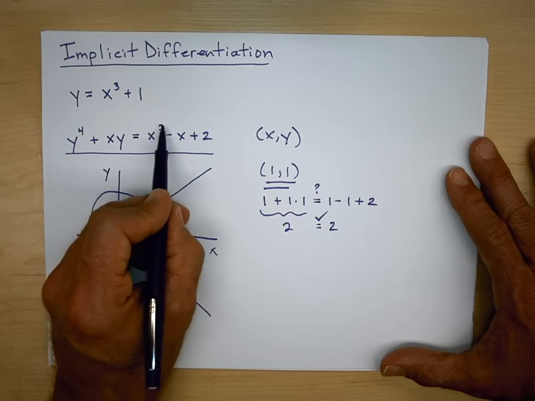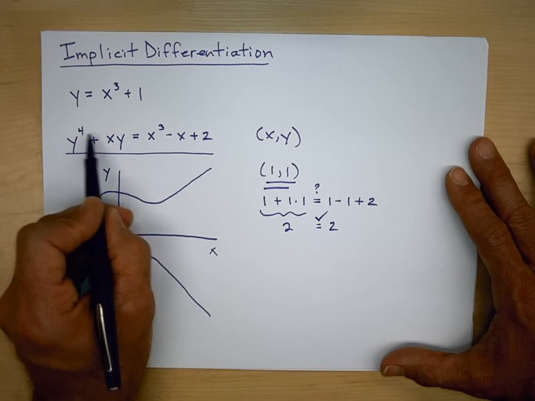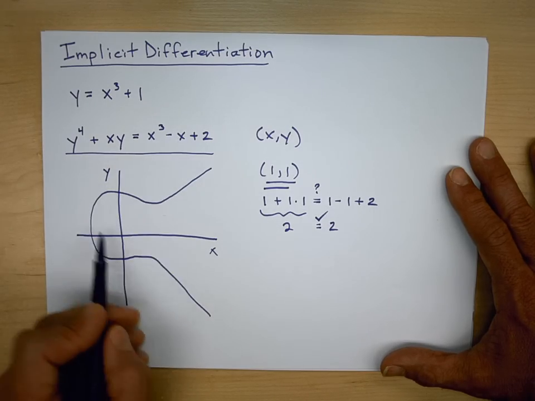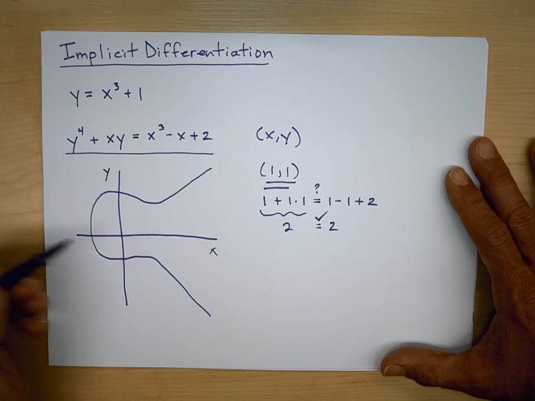However, that doesn't mean that y doesn't depend on x. As we change x, y would have to change accordingly in order to maintain this equality. So it does depend on x, but it's certainly not a function. We see that right here: the y-axis intersects in two places, so we know it's not a function.